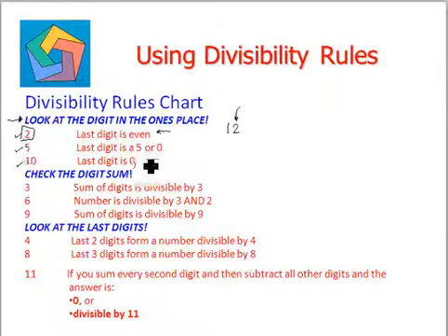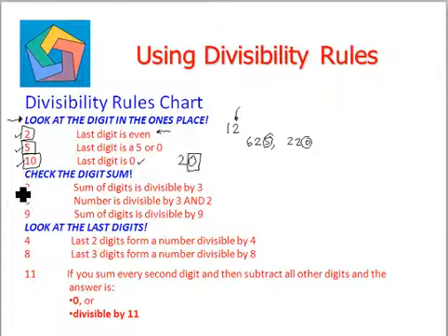If the last digit is a 5 or a 0, say I have 625 or 220, then it is ending with a 5 or a 0 in the ones place. That means these numbers are divisible by 5. If the last digit is a 0, that is the ones place is 0, then that number is divisible by 10.